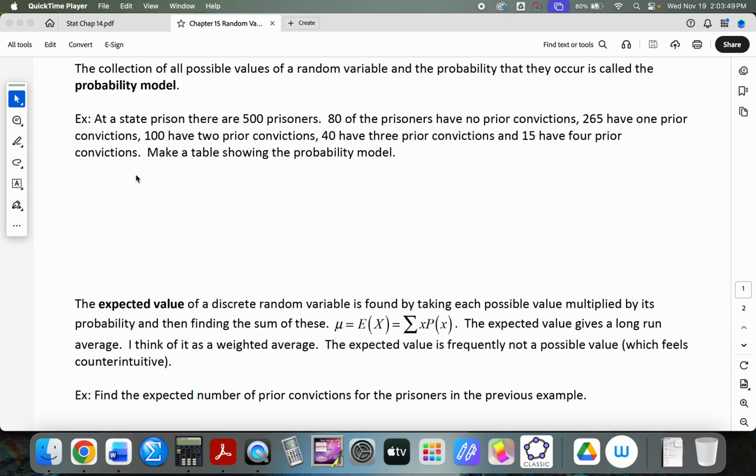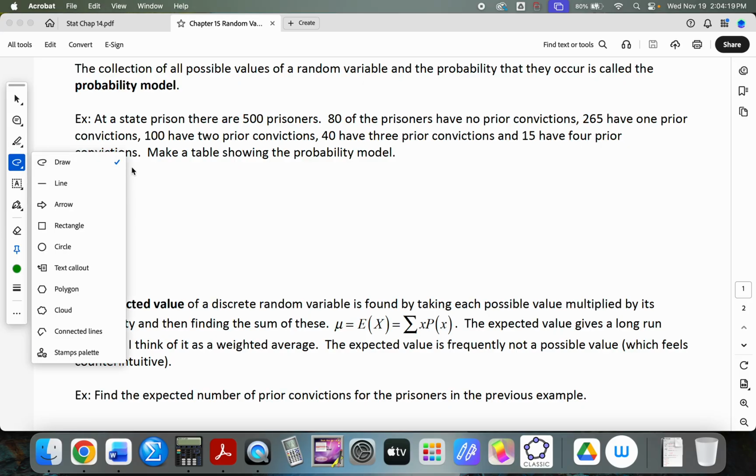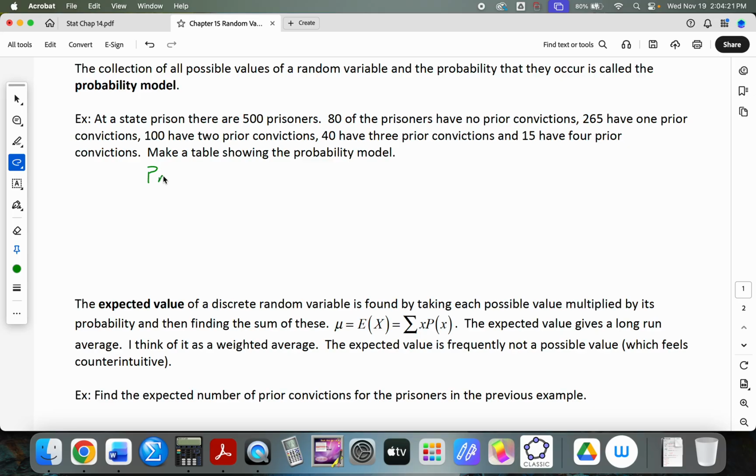So at a state prison, there are 500 prisoners. 80 of the prisoners have no prior convictions. 265 have one prior conviction. 100 have 2 prior convictions, 40 have 3 prior convictions, and 15 have 4 prior convictions. We're going to make a table showing the probability model, and this is what it looks like. We'll have a label, and I'm going to do prior convictions.